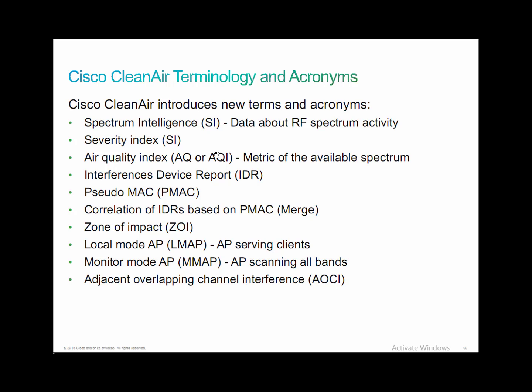You've got the PMAC, good old PMAC, the pseudo MAC address. Analog video devices, cameras, whatnot, they don't actually have MAC addresses. We do still want to be able to track those devices, identify them, and so on. So the system generates kind of a pseudo MAC address that enables the system to correlate data about a single device by picking up that particular MAC address on multiple APs.